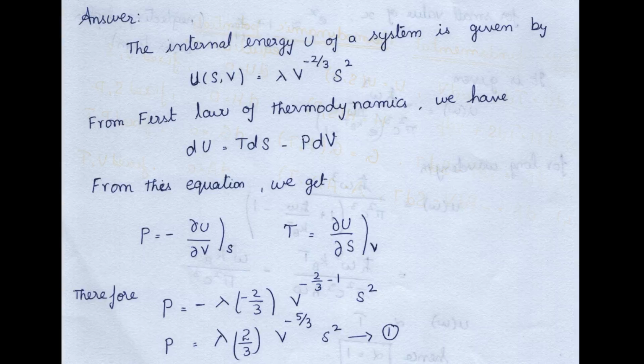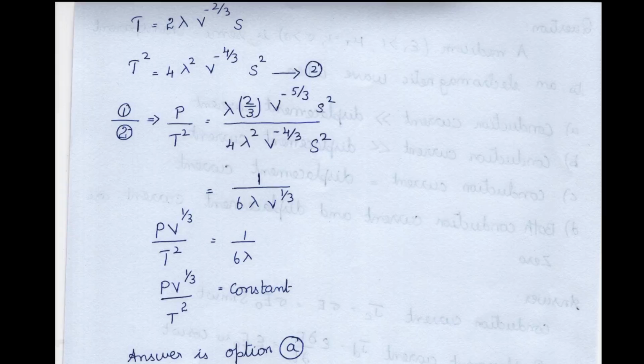So first we will find P. P is equal to minus lambda into minus 2 by 3 into V power minus 2 by 3 minus 1 into S square. So P is equal to lambda 2 by 3 V power minus 5 by 3 S square. We will keep this as equation 1. And in a similar way, we will find T. T is equal to 2 lambda V power minus 2 by 3 S.